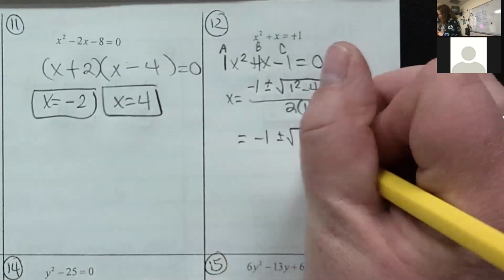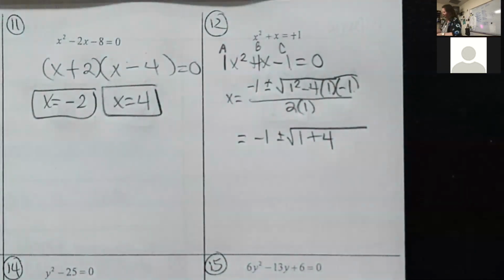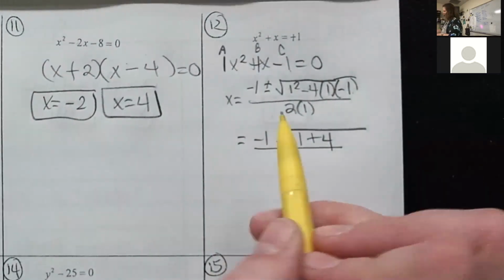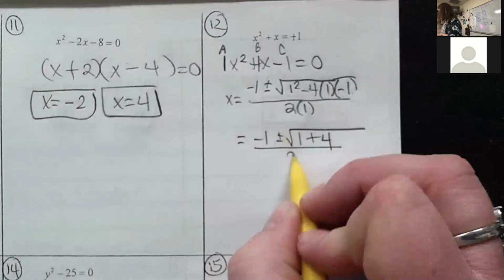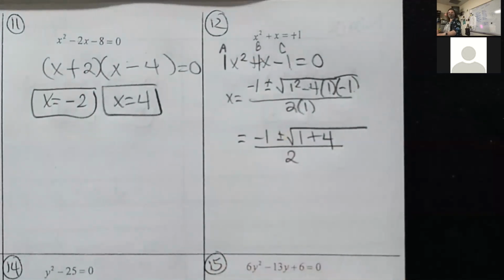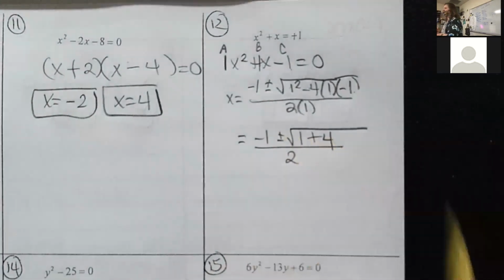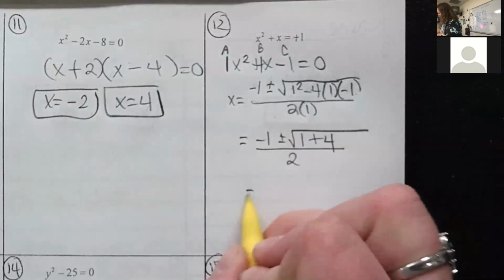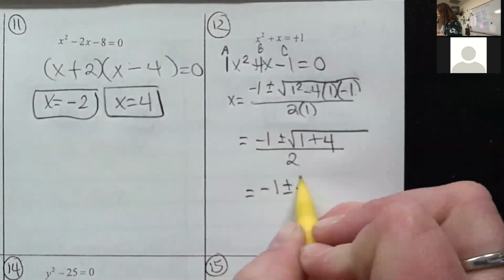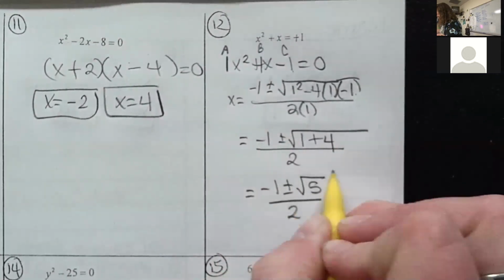+4, right? Okay, so I got +4 there. All over, well, what's 2 times 1? 2. Okay, I can handle this so far. All right, what's 1 plus 4? 5. So I have -1 plus or minus the square root of 5 all over 2.